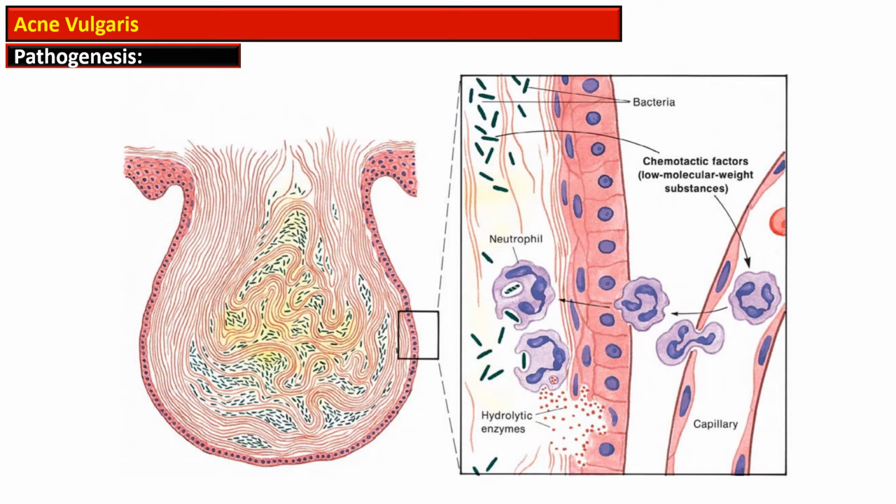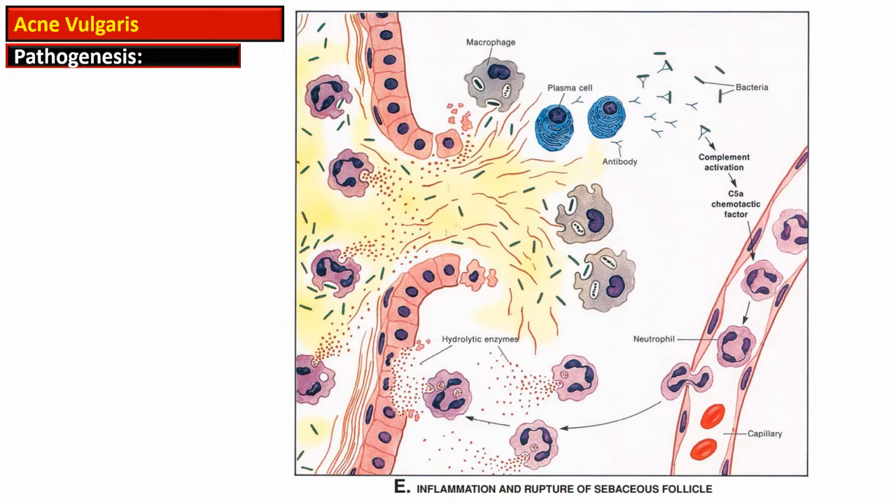This illustration is showing the events we discussed earlier. When there is accumulation or proliferation of Propionibacterium acnes within this comedone, there is chemotaxis of the neutrophils due to chemotactic factors that are low molecular weight substances, and the neutrophils are invited to this environment. Here the neutrophils, by the release of hydrolytic enzymes, produce an inflammatory effect, and further inflammation is incited. Finally, the sebum along with keratin, Propionibacterium, and other debris is released into the adjoining area after rupture of the wall, and the inflammatory cycle starts.